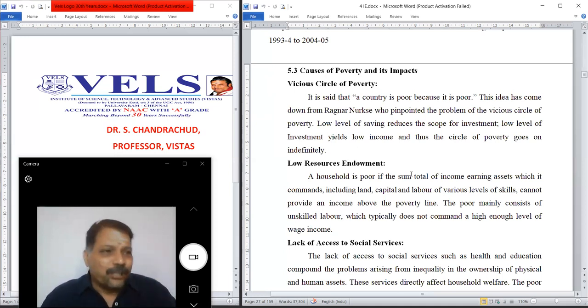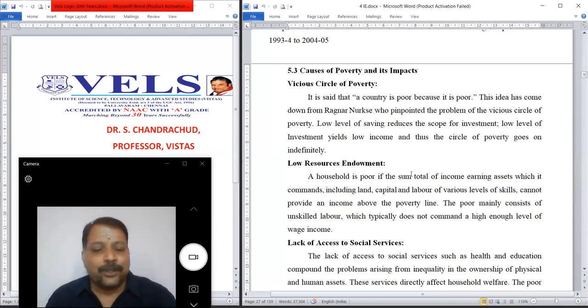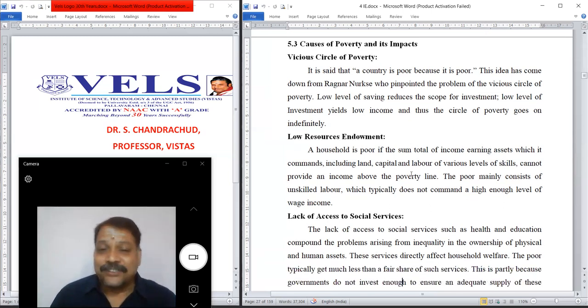So the total number of unskilled labor in India is more. They cannot demand high wages. Because of that, the income level is low. Because of that income level, the poverty line is persisting. So this is the second reason.